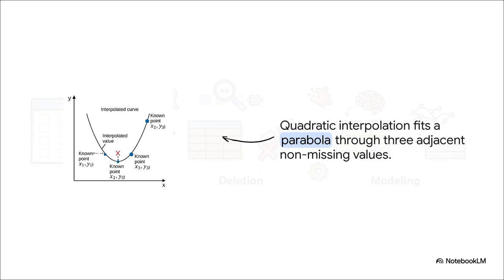That's where something like quadratic interpolation comes into play. Instead of two points, it looks at three known points and fits a curve, a parabola, right through them. This lets it estimate a missing value along a much more complex, curving path.